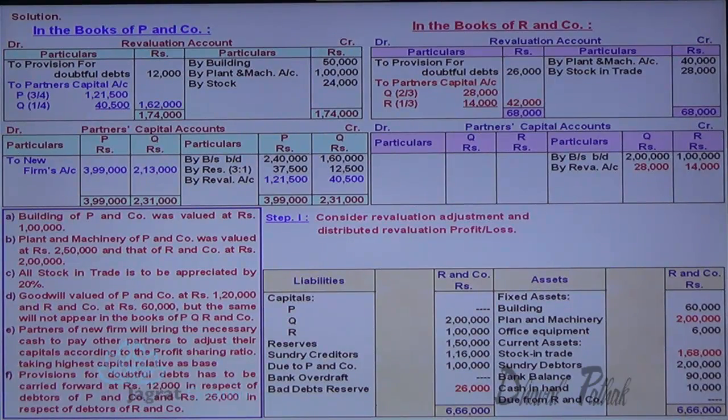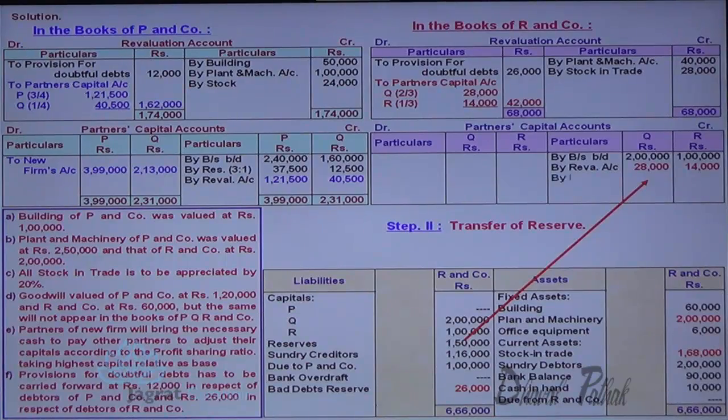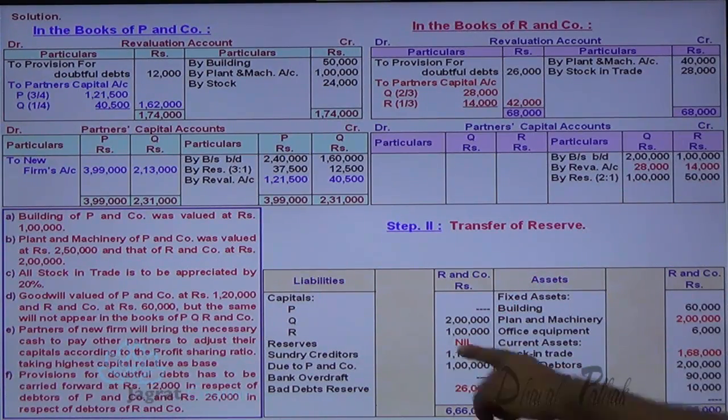So consider the revaluation adjustment. That point is over. Now reserves. Transfer reserves. Reserves are to be distributed in the ratio of 2:1. So 1,50,000: general reserve account debit, to Q's capital account credit, to R's capital account credit. So reserves are distributed. Now it has become nil.